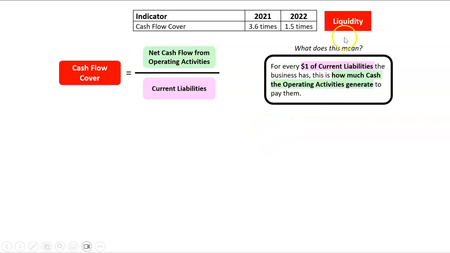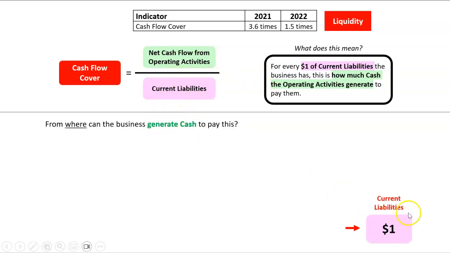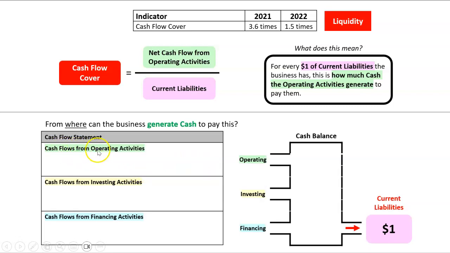Well, it measures liquidity, which is our ability to pay our short-term debts as they fall due, because it's got current liabilities in it. And specifically, what we want to think of is this one's telling us if I've got $1 of current liabilities to pay today, just say one here, where do I get the cash to pay for it? And we need to know our cash flow statement. And it says there's only three sections. There's the cash flows from operating activities, in which case the money would come in here. There's the cash flows from investing activities, in which case the money would come in here. Or there's the cash flows from financing activities, in which case the money would come in here. So we probably need to revise what each of these sections are.